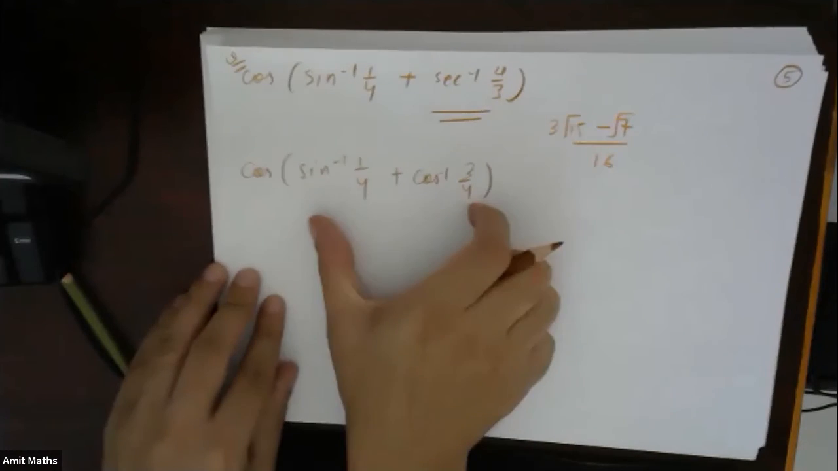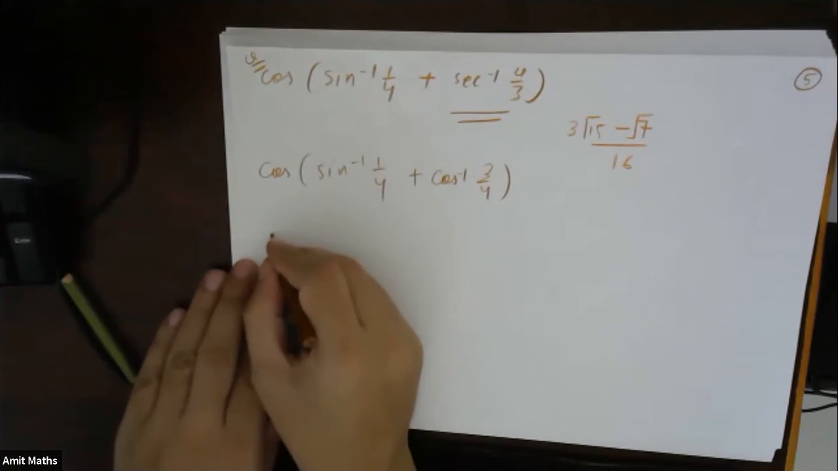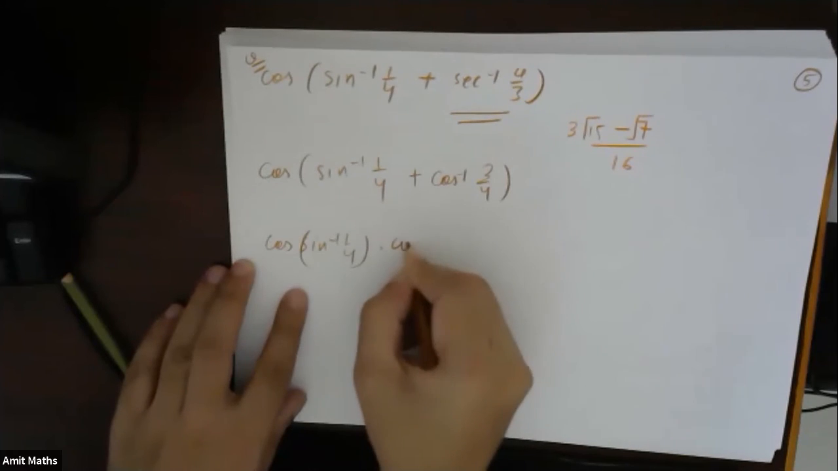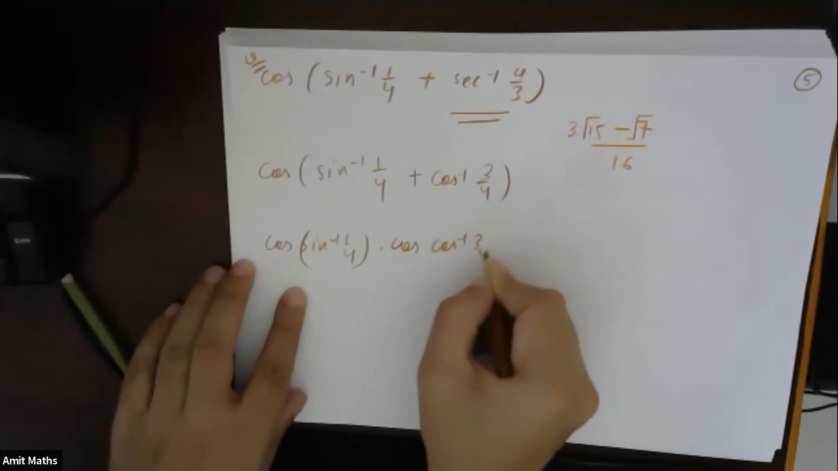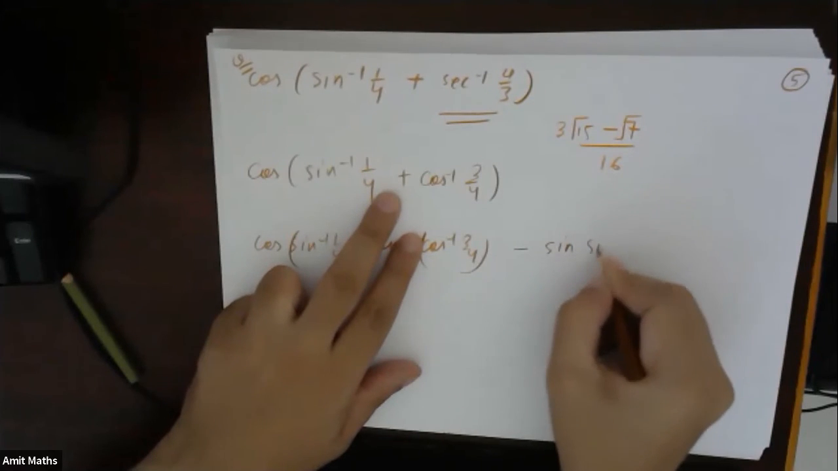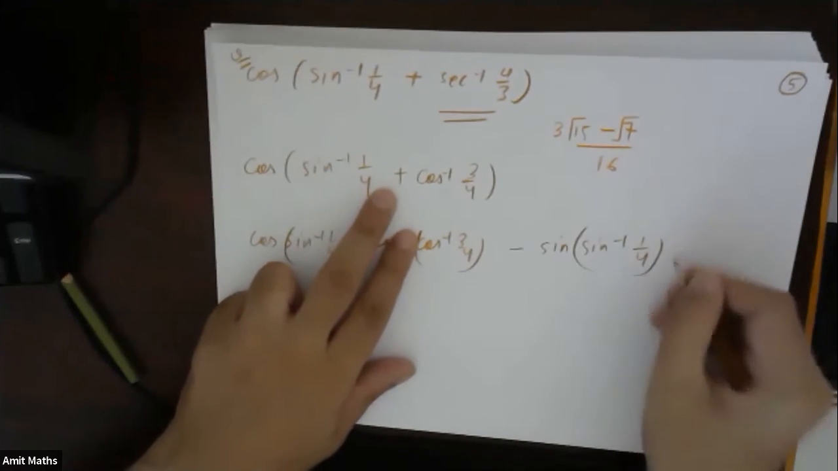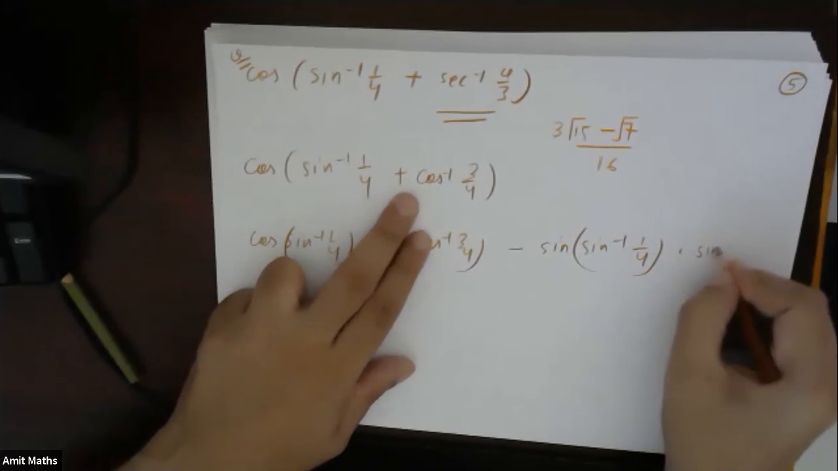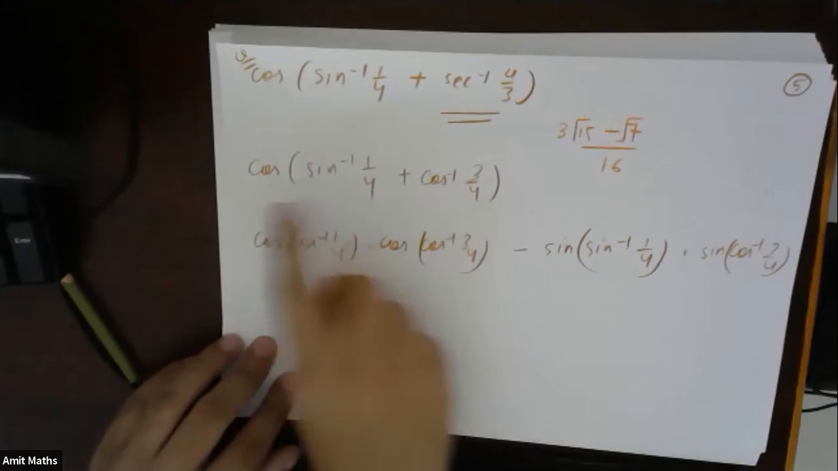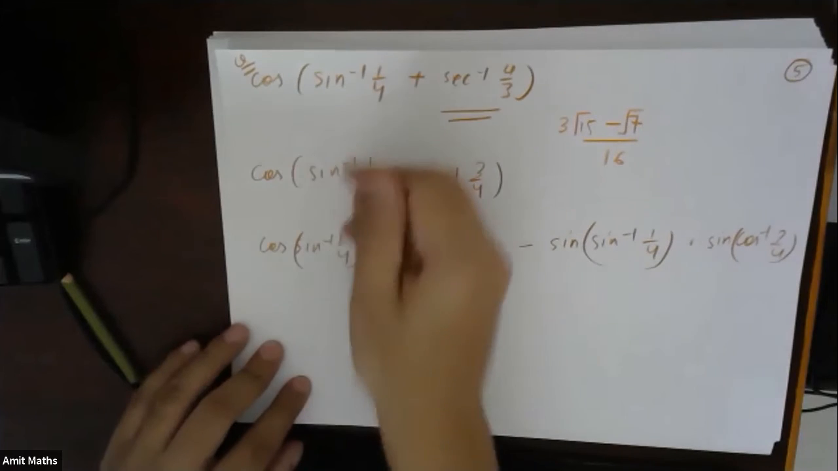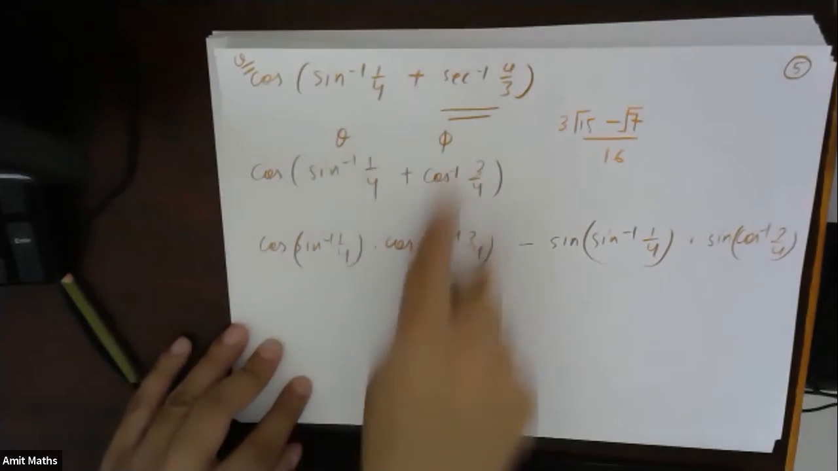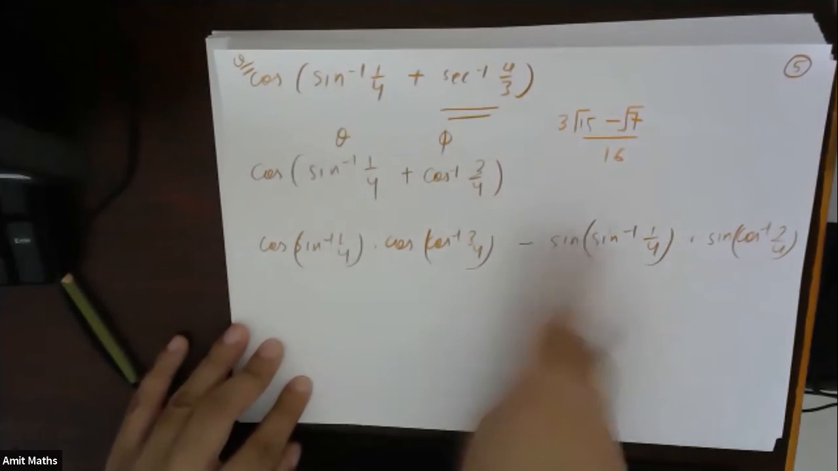Now this is cos of something. I can write this as cos of sine inverse of 1 by 4 times cos of cos inverse of 3 by 4 minus sine of sine inverse of 1 by 4 times sine of cos inverse of 3 by 4. I will simply open the cos formula, cos of A plus B. But this is theta, this is phi: cos of theta plus phi is cos theta cos phi minus sine theta sine phi.